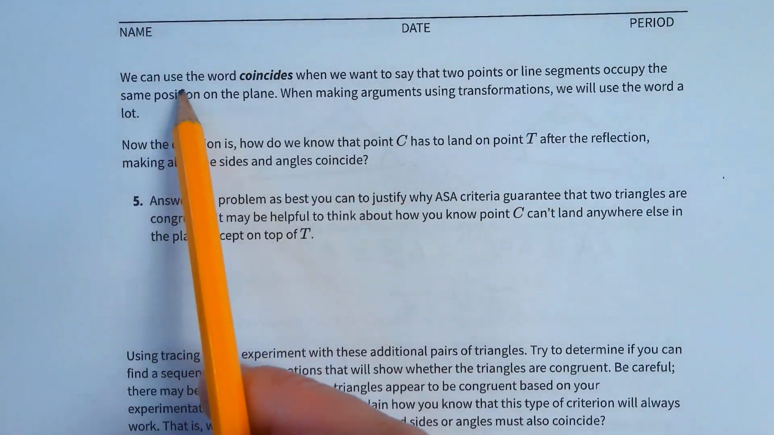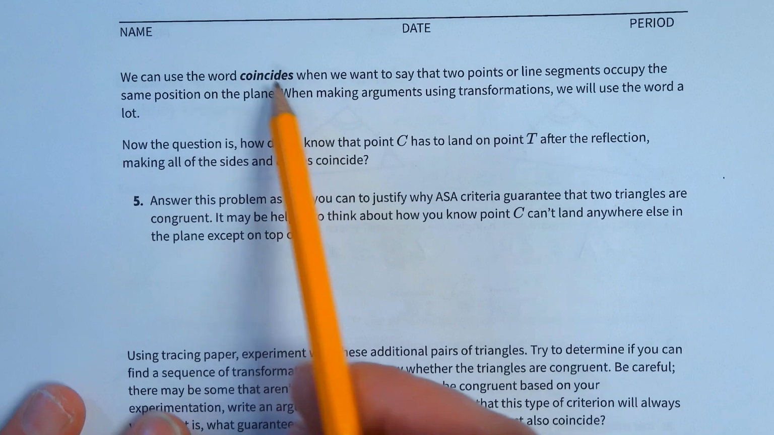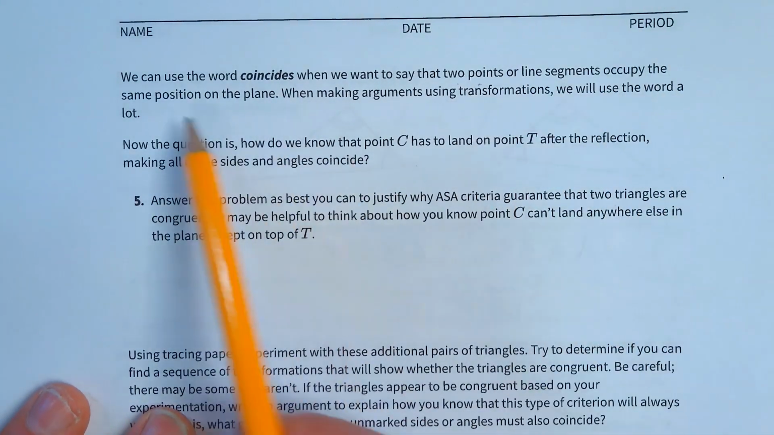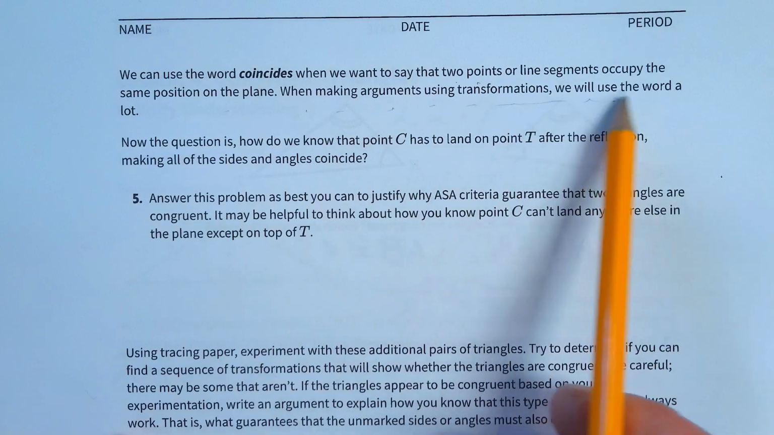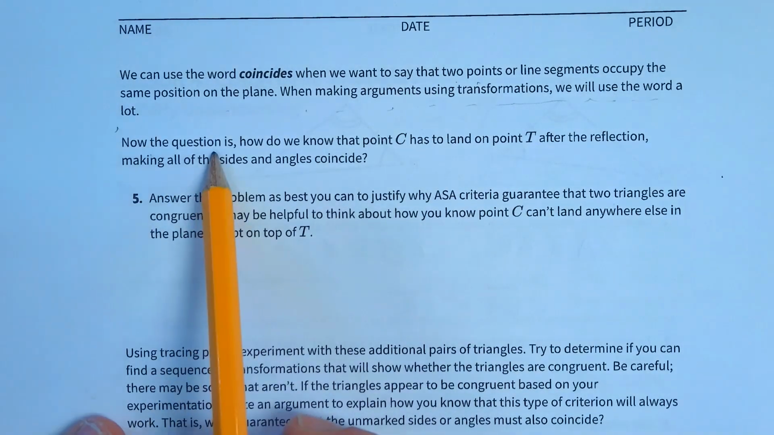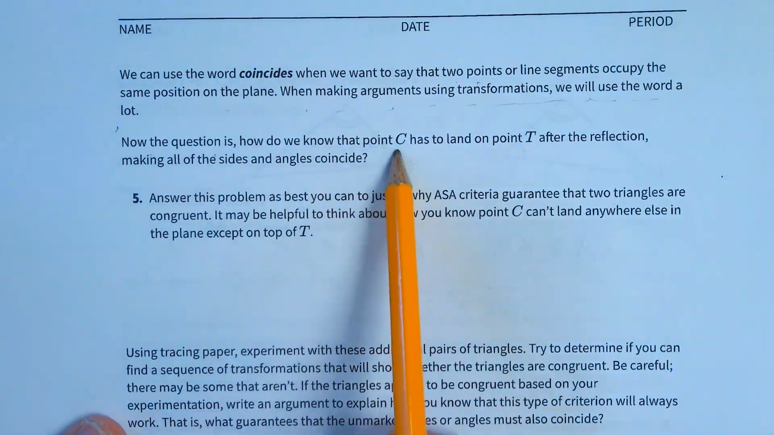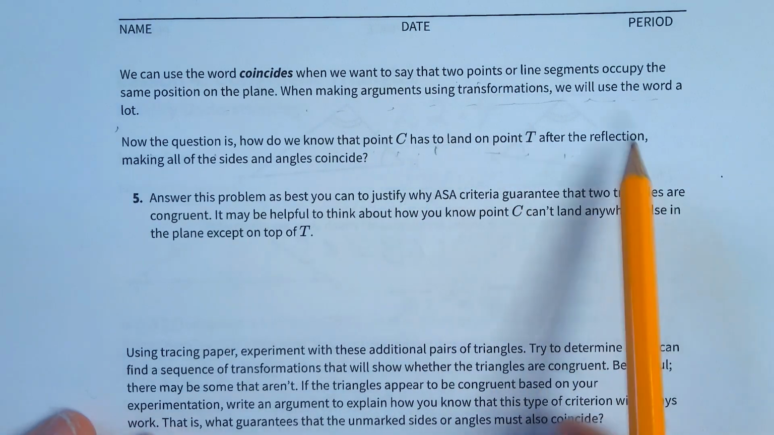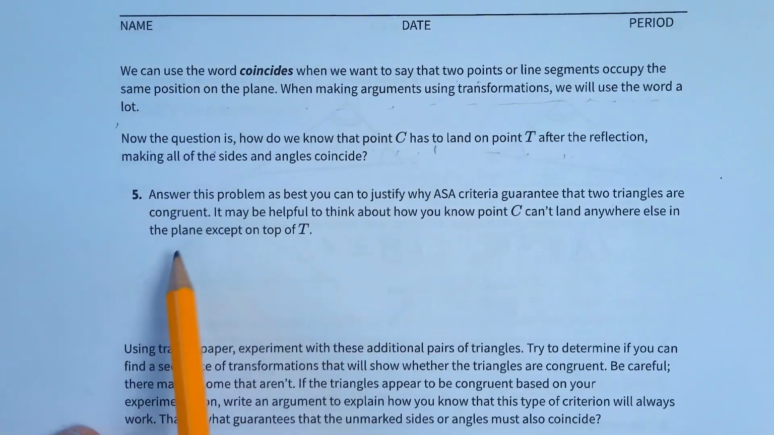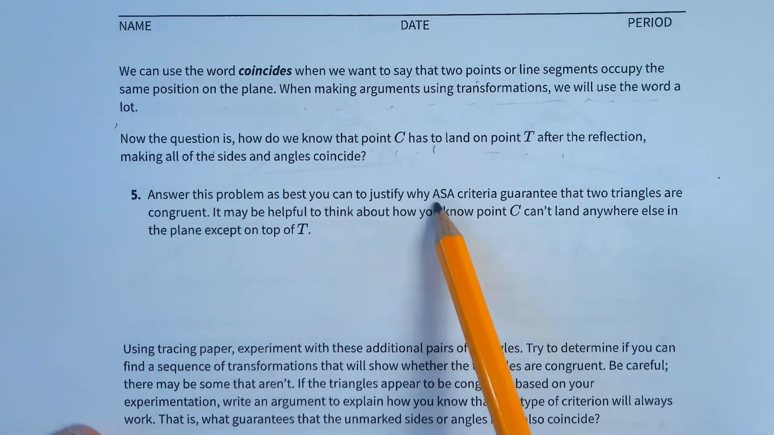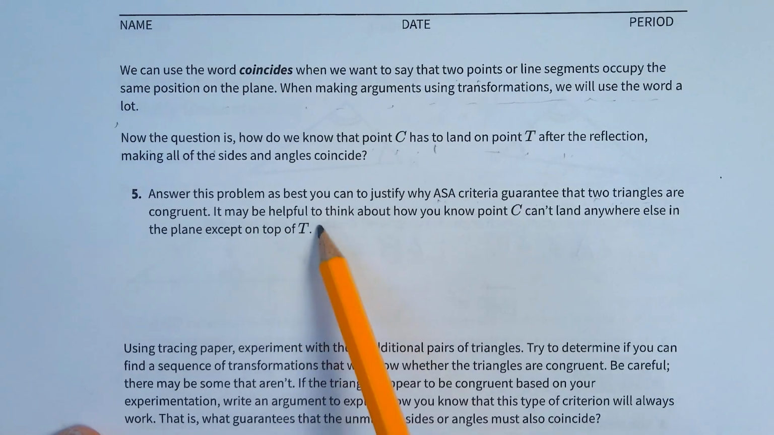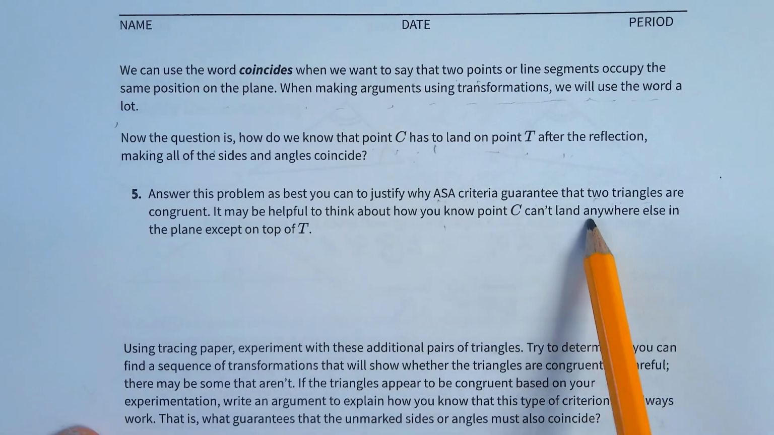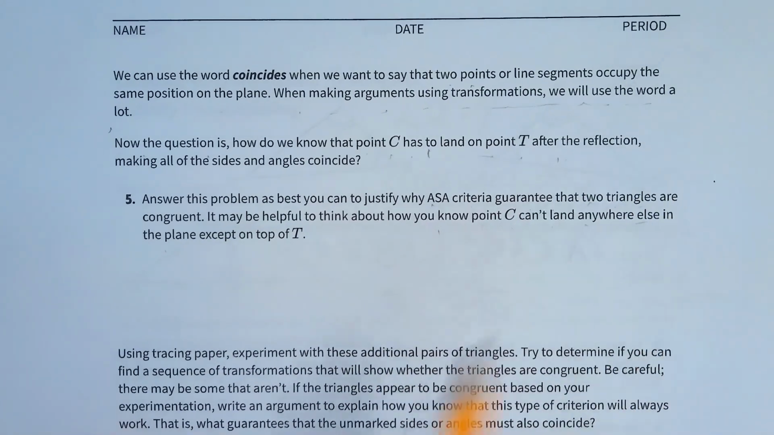We can use the word coincides when we want to say that two points or line segments occupy the same position on the plane. When making arguments using transformations, we will use the word a lot. Now the question is, how do we know that point C has to land on point T after the reflection, making all the sides and angles coincide? Answer this problem as best you can to justify why ASA criteria guarantee that two triangles are congruent. It may be helpful to think of how you know point C can't land anywhere else on the plane except on top of T.